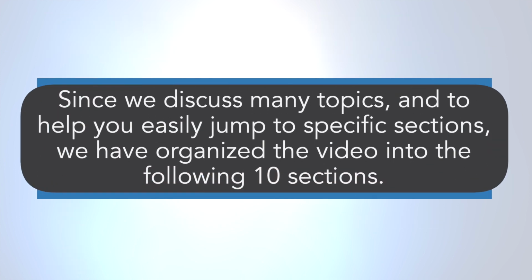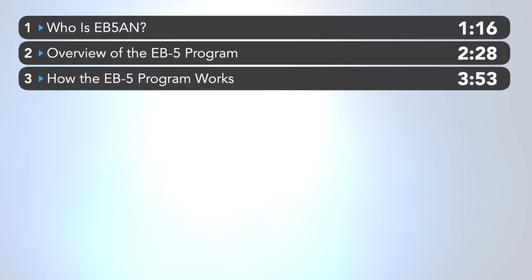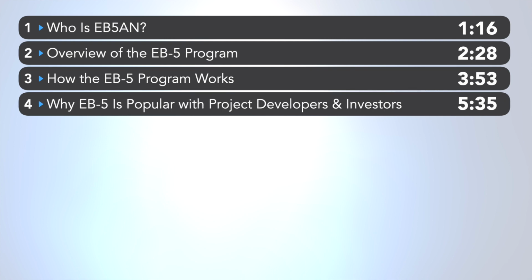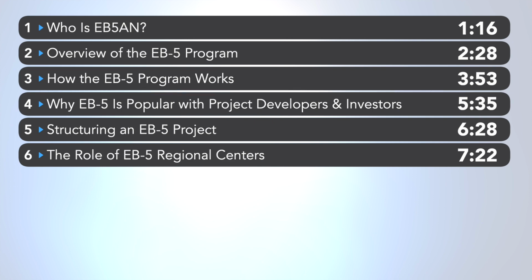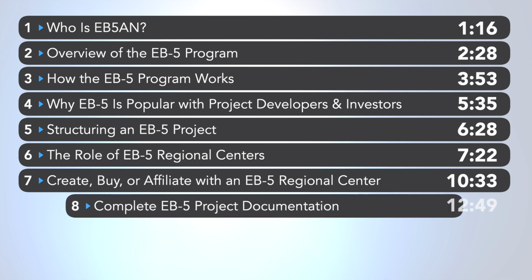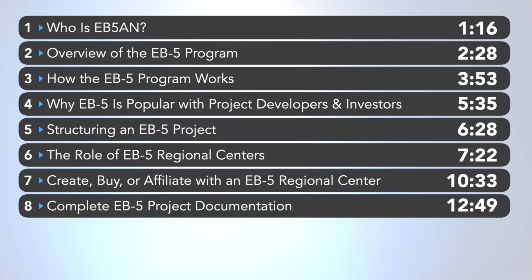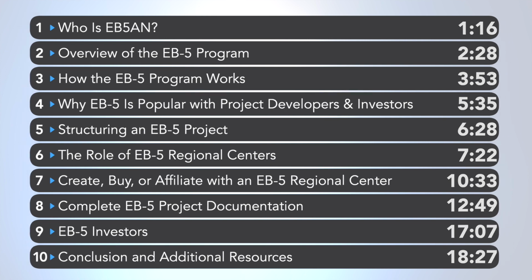Since we discuss many topics, and to help you easily jump to specific sections, we have organized the video into the following 10 sections. 1. Who is EB-5AN? 2. Overview of the EB-5 program. 3. How the EB-5 program works. 4. Why EB-5 is popular with project developers and investors. 5. Structuring an EB-5 project. 6. The role of EB-5 regional centers. 7. Create, buy, or affiliate with an EB-5 regional center. 8. Complete EB-5 project documentation. 9. EB-5 investors. 10. Conclusion and additional resources.